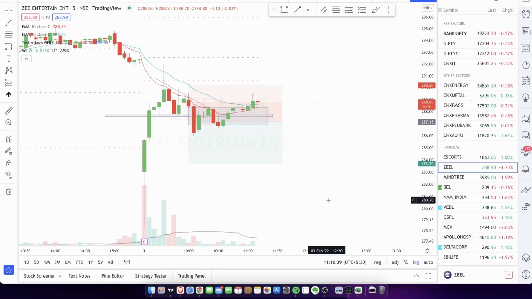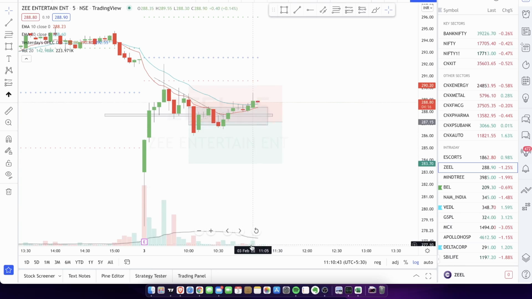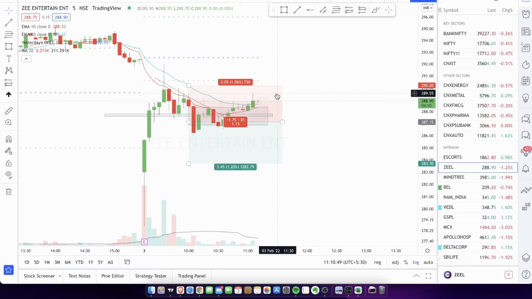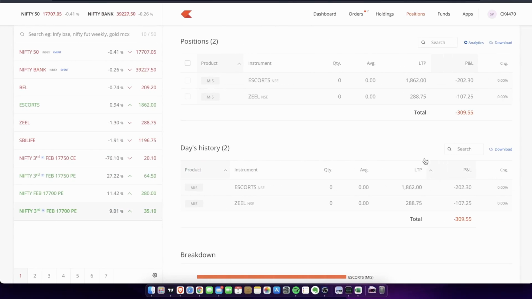Hi guys, so last update for today. I have exited my trade on ZEEL because there was a little bit of volume expansion along with the breakout of this particular range, and it almost touched the stop loss. So I exited close to this particular level when the candle closed. As you can see, I'm ending the day with a 309 rupees loss.